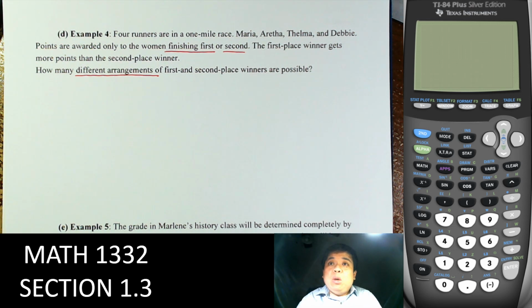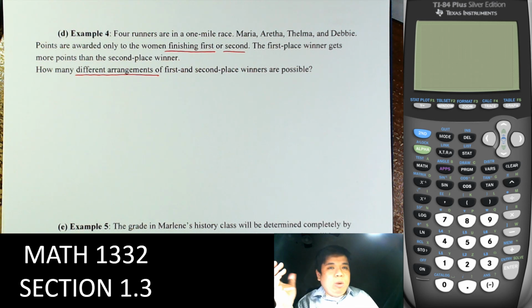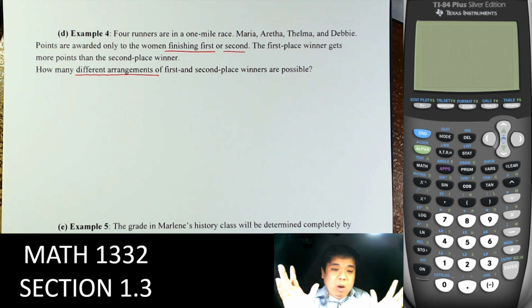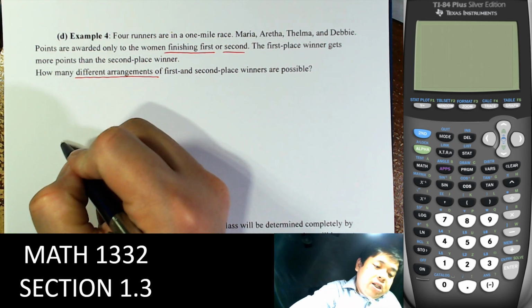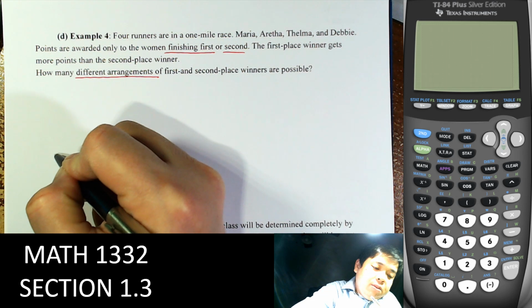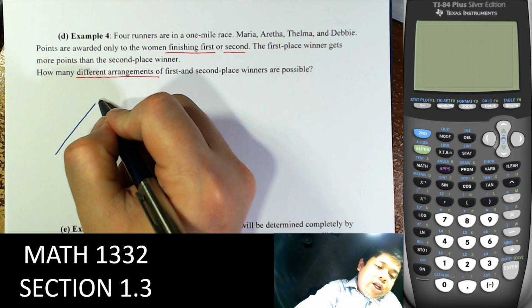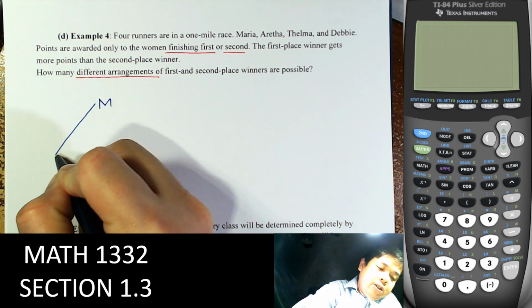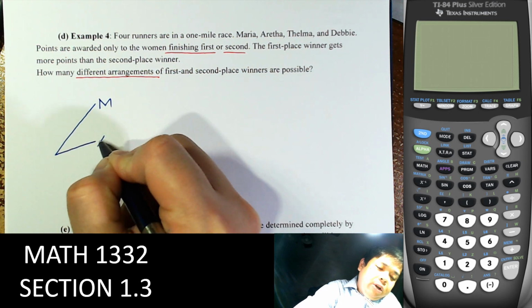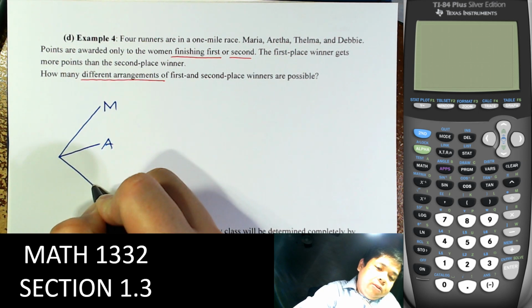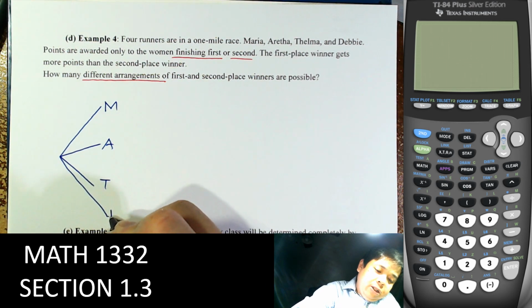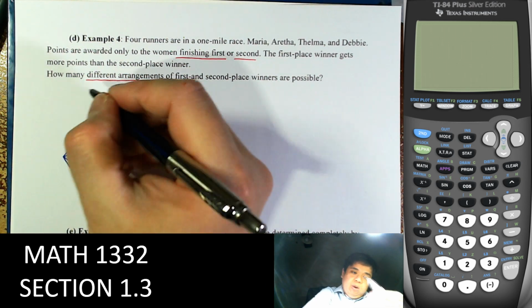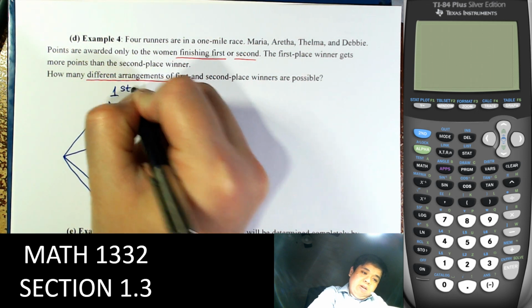Any of them can win. I mean, theoretically, we're not talking about ability or whatsoever here. If there are 4 of them, each one of them can win, right? So to choose the first place, we can choose Maria, Rita, Thelma, or Debbie. So that is for the first place finisher.